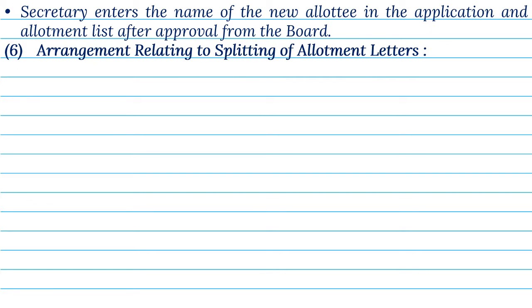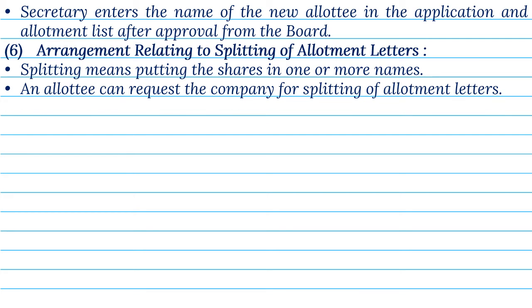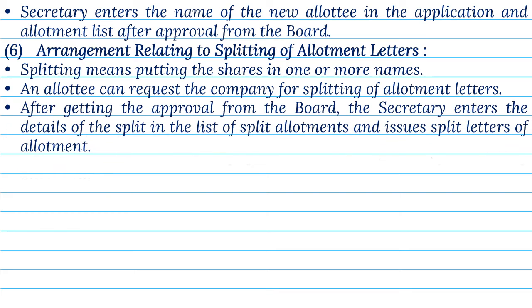6. Arrangement relating to splitting of allotment letters. Splitting means putting the shares in one or more names. An allottee can request the company for splitting of allotment letters. After getting the approval from the Board, the Secretary enters the details of the split in the list of split allotments and issues split letters of allotment.